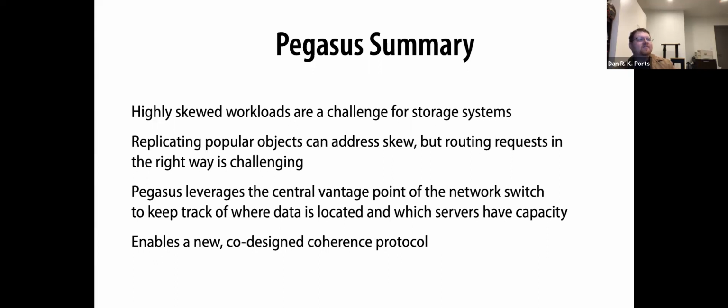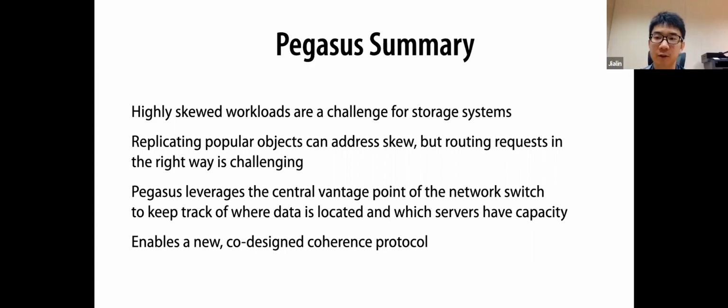Any questions about Pegasus? Okay, so there is one from the chat. Actually two. Okay, so the first one. Does Pegasus assume that the replication factor is fixed so that it's sufficient to handle the skewed load?